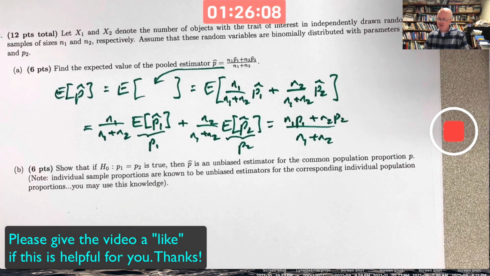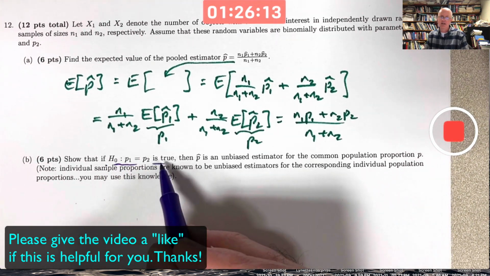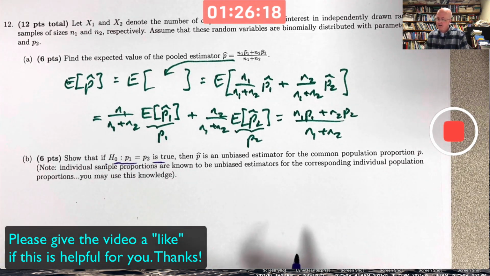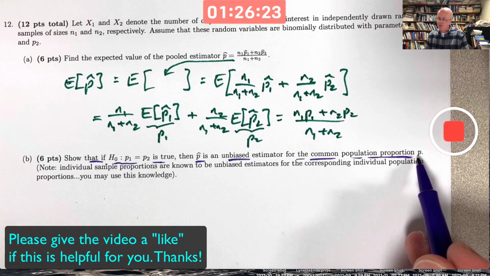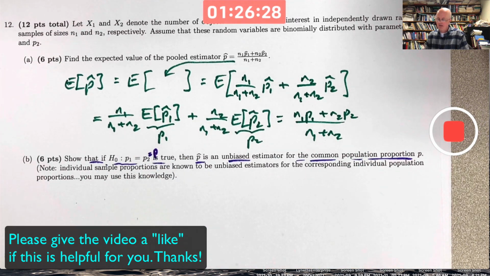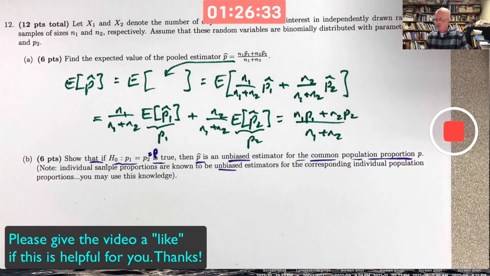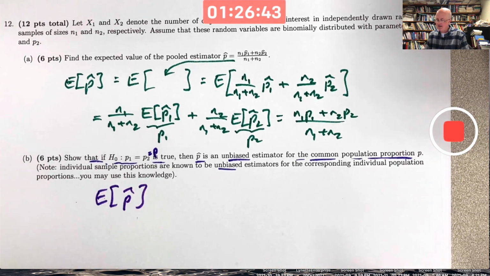Part B, show that if the null that p1 equals p2 is true, if you're testing the equality of two proportions against an alternative that is either left-tailed, right-tailed, or two-tailed, then p hat is an unbiased estimator for the common population proportion p. Note, individual sample proportions are unbiased estimators for the corresponding individual population proportions. I should have said that in part A as well. You may use this knowledge. Show the expected value of p hat is p.